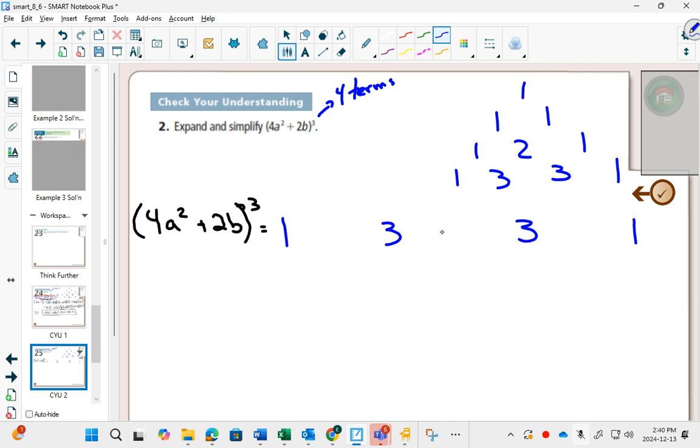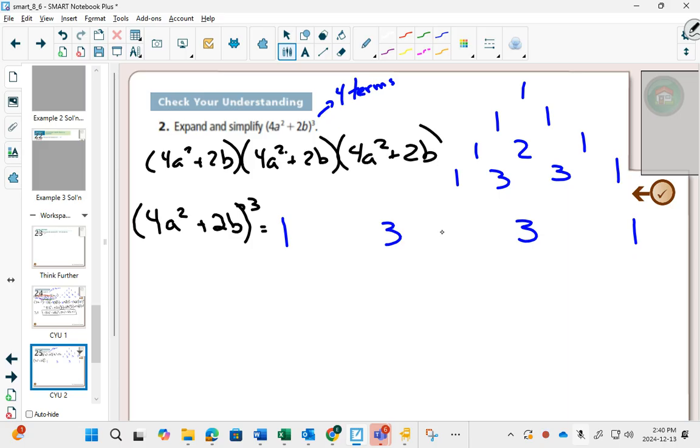Does it make sense? Sometimes you might write it out. I don't know if I would write this out if I'm you, but I imagine this. Yeah, I would not write it out, especially if that exponent was an 8. But if you wrote it out like this, it should really make sense that your first one is going to be 4a times 4a times 4a, which will be 4a squared, three times, cubed.